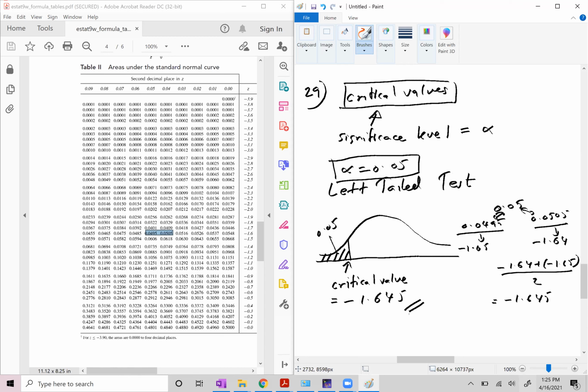There might be some cases, but I cannot think of such cases. If it is a left tail test, the critical value will be negative. If it is a right tail test, the critical value will be positive because this will go to the right. If it is a two tail test, you split it into two and there will be two critical values. So question number 29, answer is A.